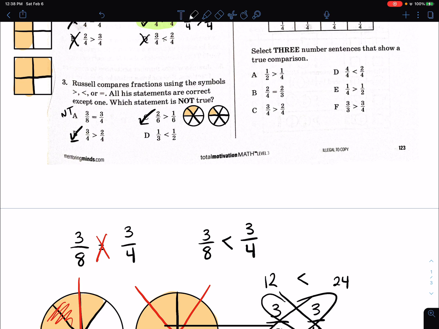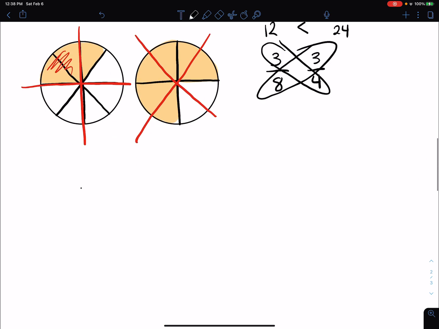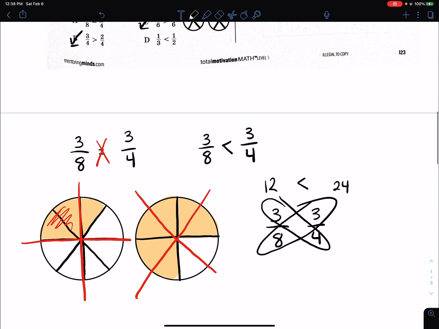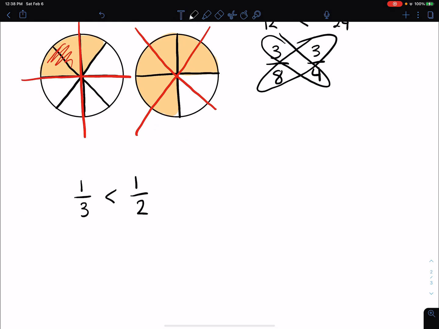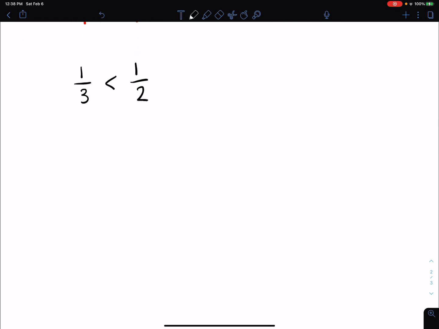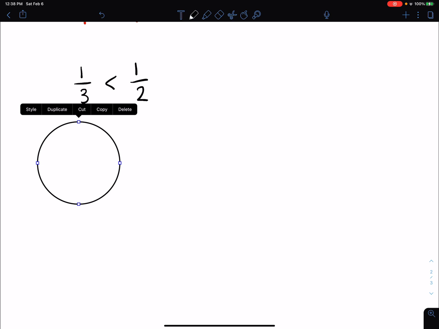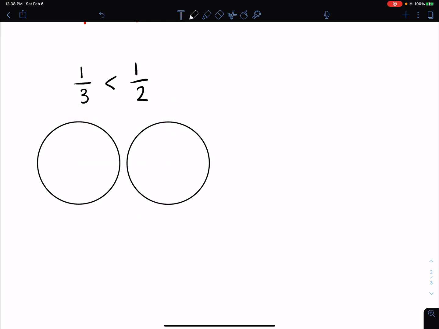All right, and let's check letter D. So they're saying that 1/3 is less than 1/2. So again, we could check this. We could draw a model. And I'm going to draw a circle. And on this left side, I'm going to divide it into 1/3. And on the right side, I'm going to divide it in half. I'm just doing my best to actually divide it in half.